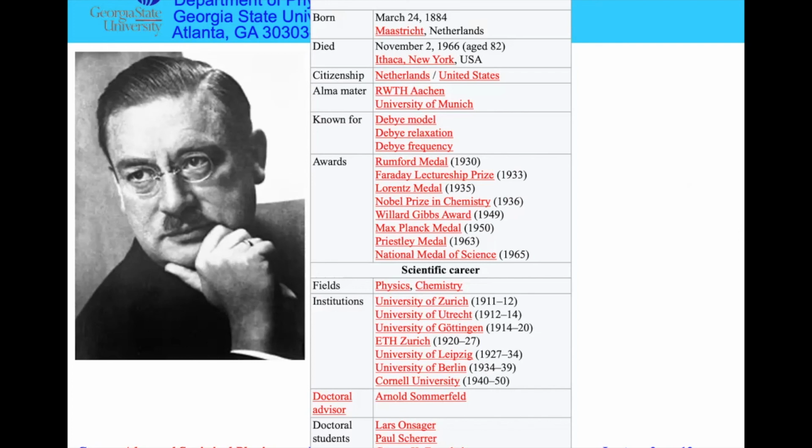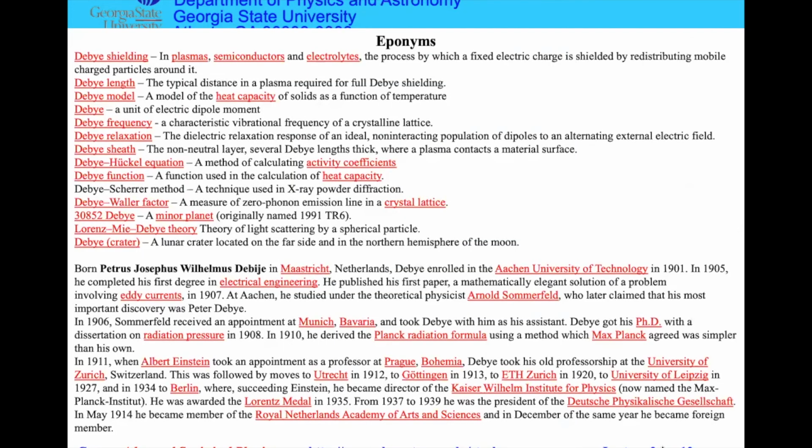At the University of Berlin, he actually occupied the chair previously occupied by Albert Einstein after Einstein emigrated to the United States. In 1940, he himself emigrated, which I already mentioned. His doctoral advisor was Arnold Sommerfeld. He had a few outstanding doctoral students, particularly Sager and Paul Scherer. Unfortunately, I don't know these two.